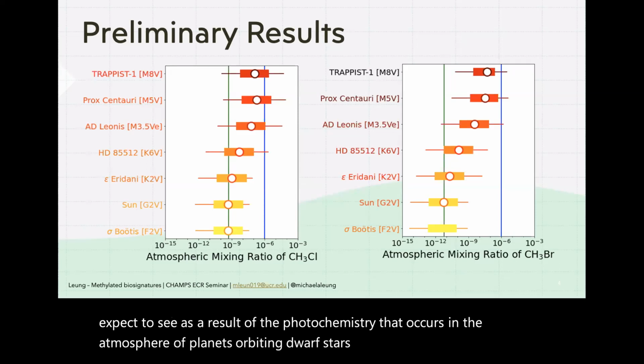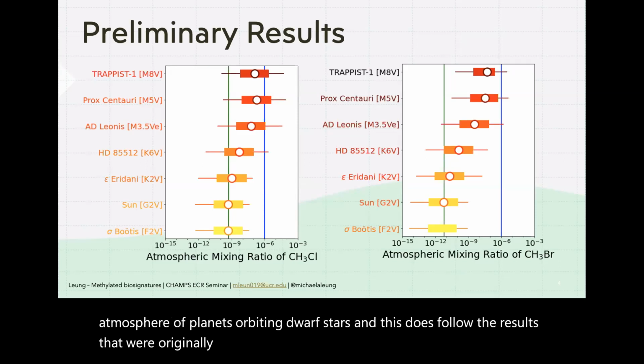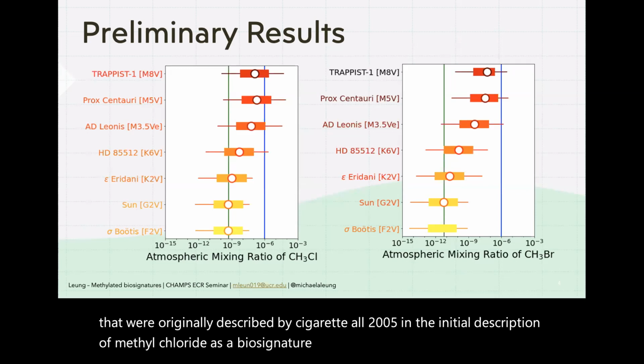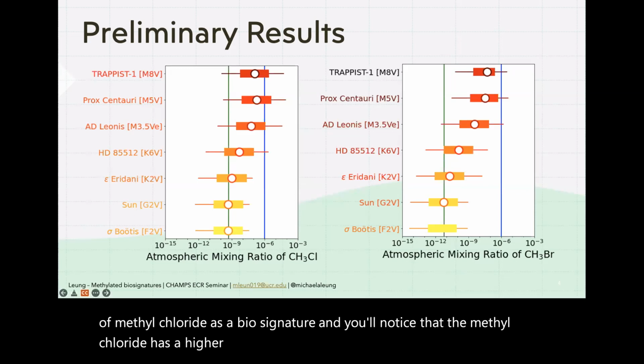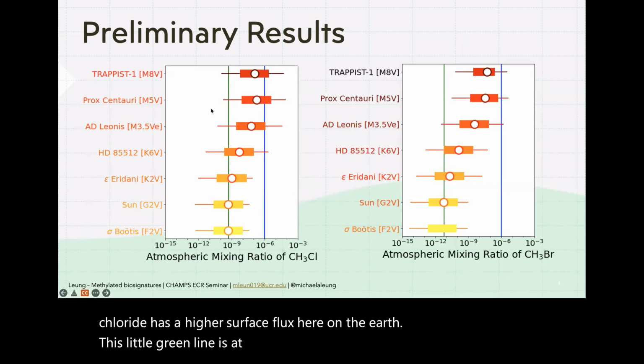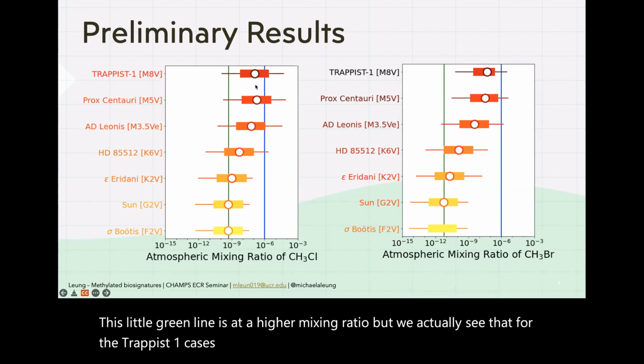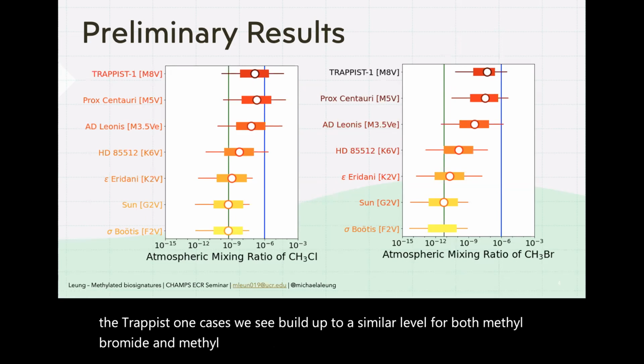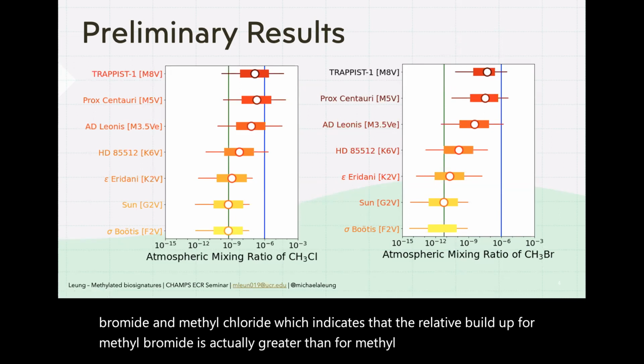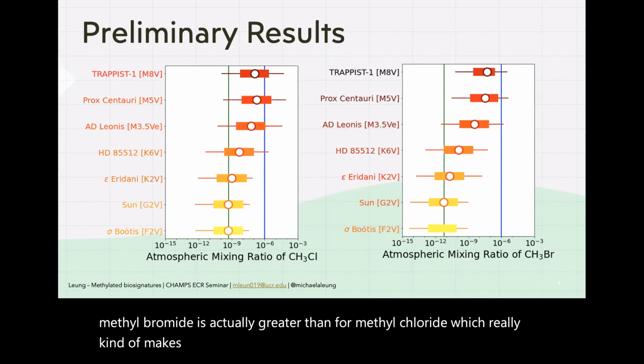And this does follow the results that were originally described by Segura et al. 2005 in the initial description of methyl chloride as a biosignature. And you'll notice that the methyl chloride has a higher surface flux here on the Earth. This little green line is at a higher mixing ratio, but we actually see that for the TRAPPIST-1 cases, we see a buildup to a similar level for both methyl bromide and methyl chloride, which indicates that the relative buildup for methyl bromide is actually greater than for methyl chloride, which makes methyl bromide comparable to methyl chloride in terms of the amount that they can build up in the atmospheres.